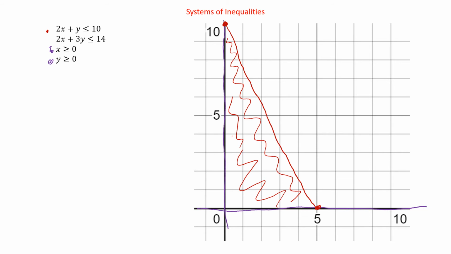All right. How about 2x plus 3y is less than or equal to 14? When y equals 0, 2x equals 14, so x equals 7. When x equals 0, 3y equals 14. So we can divide by 3 to get 4 2/3.